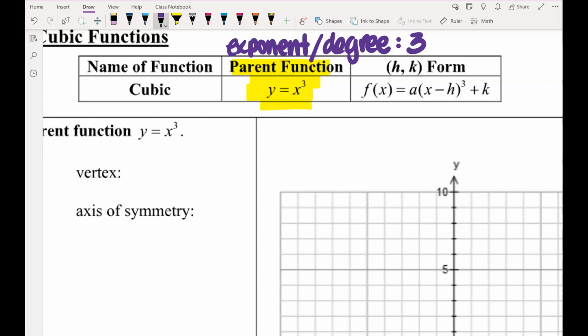Okay. Now the HK form is very, very similar to all of the ones we've already studied. Where's the value of A located? Always in front. Where's the H? Always in the parentheses. Where's the K? Always at the very end, if we have any. So again, the only difference is the degree. The degree of a cubic is always what, guys? 3. Okay, so that's the difference.